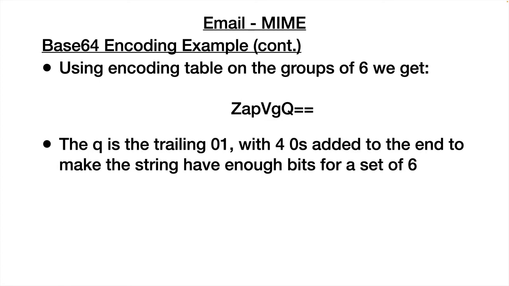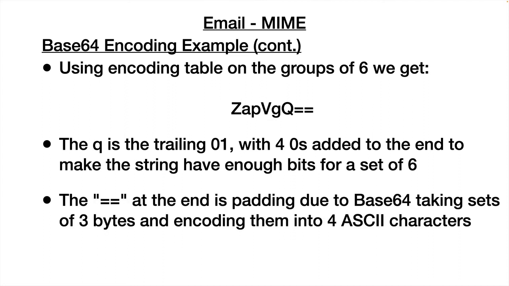And the other thing is, why are there 2 equal signs on the end? Well, that is because in Base64 encoding, the process takes 3 bytes and encodes them into 4 ASCII characters. So ZaPV is the first set of 4 characters. Then we have the g and the Q, and we don't have enough to make 4 ASCII characters. So for any missing characters, it's going to put an equal sign. That's where we get the equal signs on the end of that encoding string. So that's the Base64 encoding process.